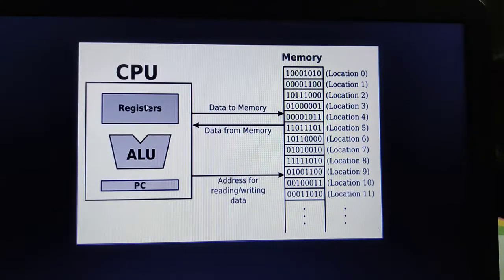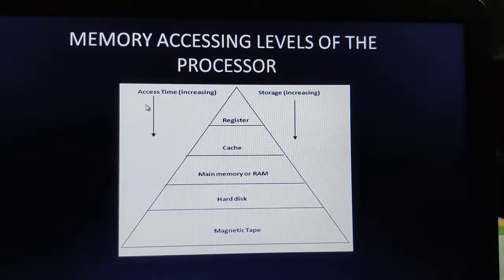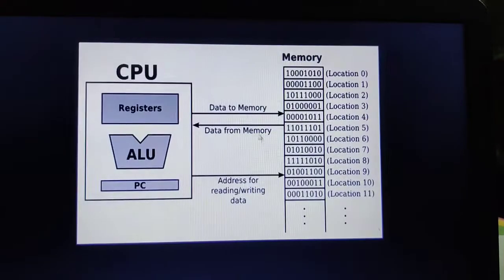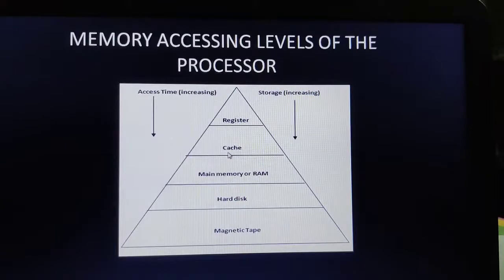After the register, the fastest data transfer for the CPU for processing is the cache. Then it comes to the RAM. That means cache memory is present between the CPU and the memory. I hope you are able to understand. That is why here the cache, and then the RAM has less access time, then later the hard disk and the magnetic tape.